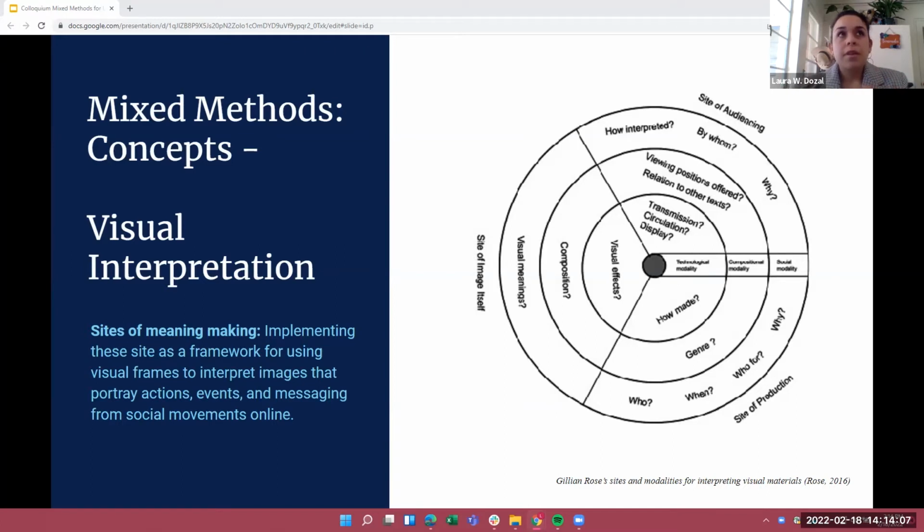Rose gives a little more attention to circulation, and I think that it's even more apparent now as digital technologies and images are circulated in various ways online, and so I think that can be its own faction within the model. But in regards to social movements, the sites of meaning making implement a framework for using visual frames to interpret images that portray actions, events, and messaging from social movements online.